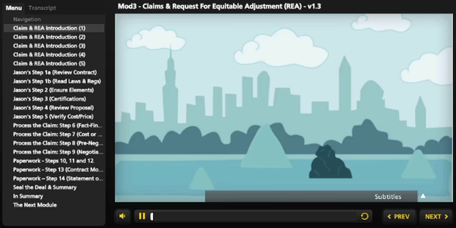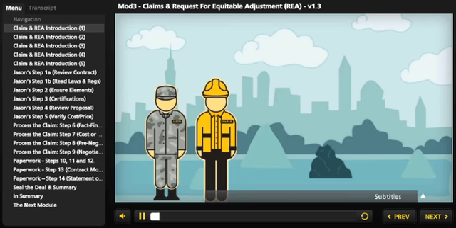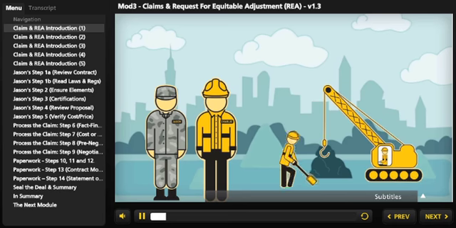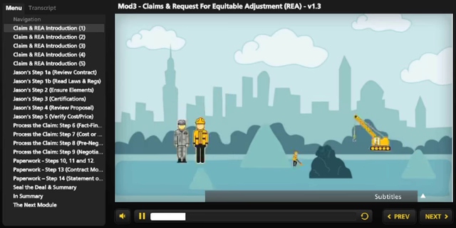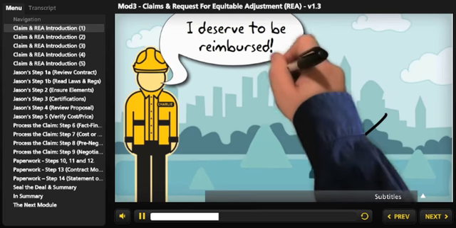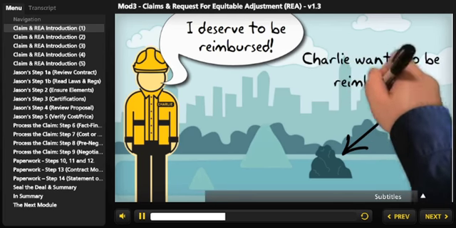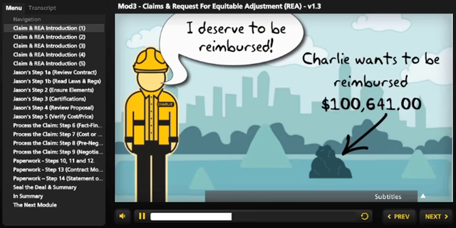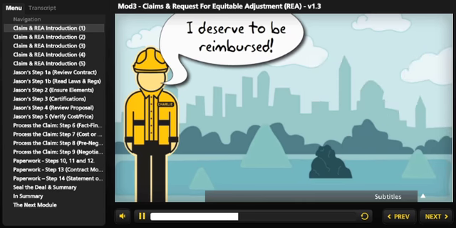Jason, the contracting officer, and Charlie, the contractor, are in a dispute about whether Charlie's company should be reimbursed expenses incurred when he removed a rock while installing a running track as part of his government contract. Removal of this rock was not specifically described in his contract, and the government asked Charlie to remove the rock, and that's why Charlie believes it's his right to be reimbursed the $100,641 that his company spent removing the rock.